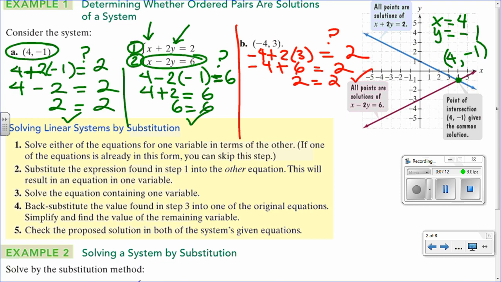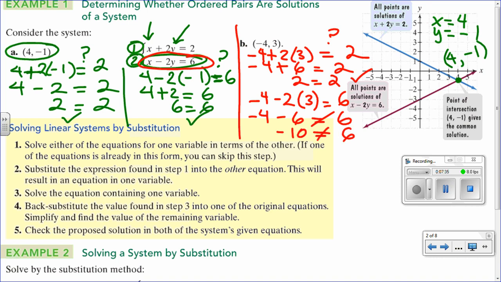So this is true for the first equation, but if we take the second one, it will be negative 4 minus 2 times 3. Is that equal to 6? So here we will have negative 4 minus 6, and that is not equal to 6. So for a point to be a solution, it must make a true statement if you test it in both equations. So it must be true for both.